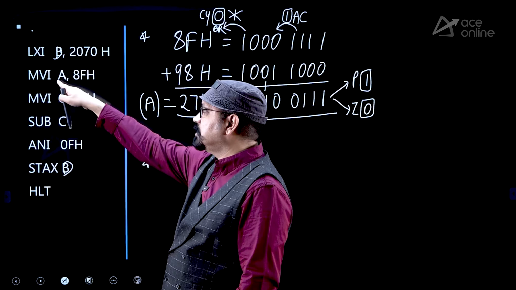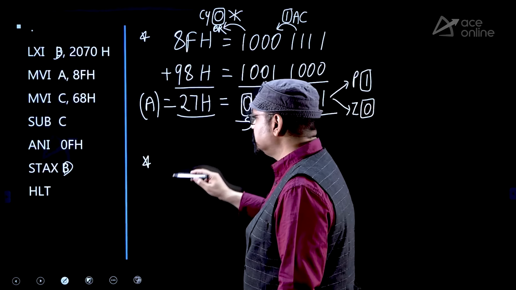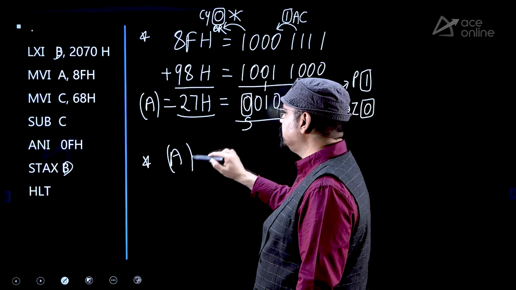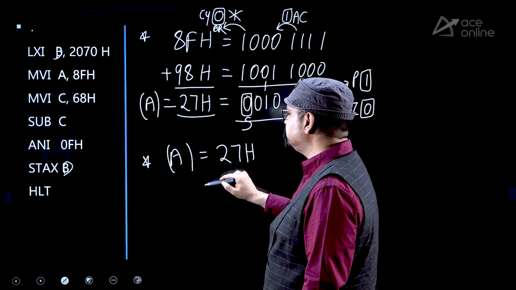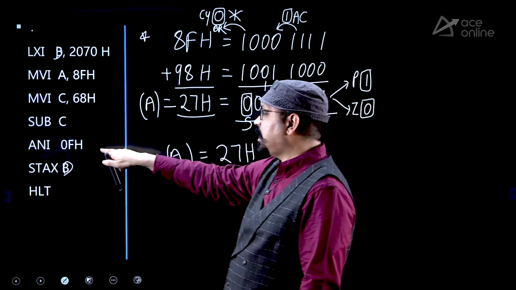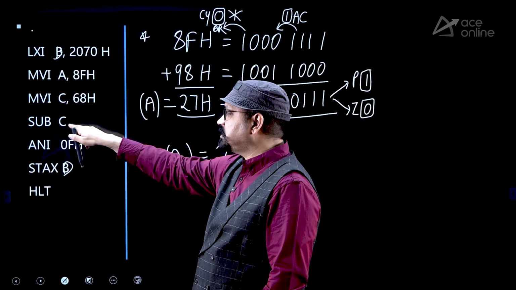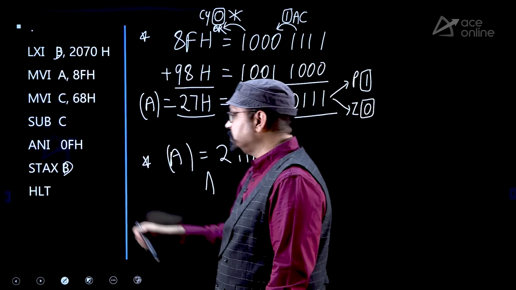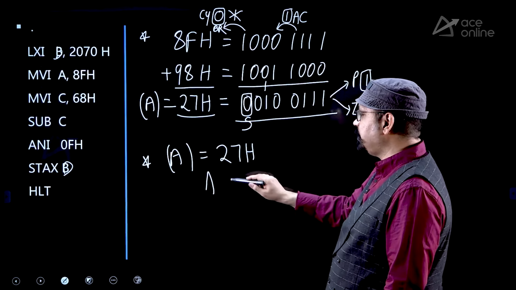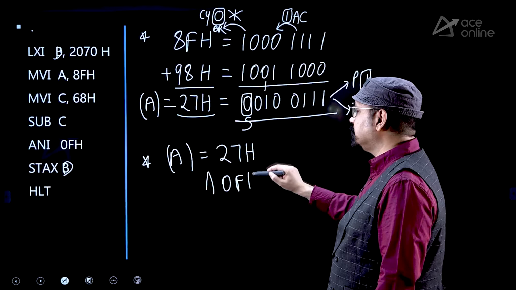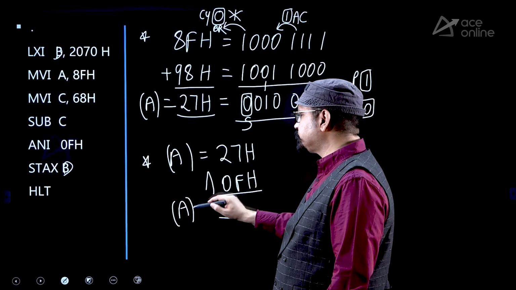AND immediate. This is move immediate, this is load immediate, this is AND immediate. So whatever is there in the accumulator, 27 hexa, is ANDed with the given number, the immediate operand. This is not immediate, this is register, this is immediate. Immediately available for the processor in the instruction itself. What is that number? 0F hexa. And the result is stored in the accumulator.